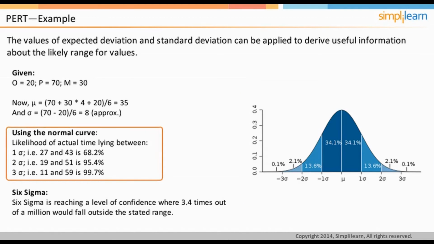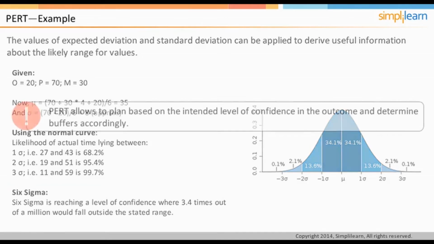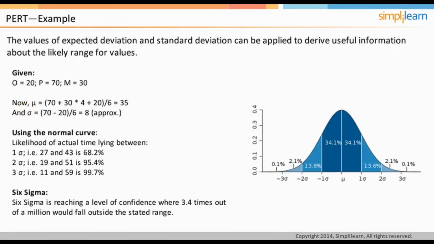There is a 68% probability of the actual value falling within the first sigma from the mean, 95.4% probability for the second sigma, and 99.7% probability of the actual value falling within the third sigma. Extending this logic, the notion of Six Sigma is reaching a level of confidence that only 3.4 times out of a million would the actual value fall outside the stated range. PERT allows you to plan based on the intended level of confidence in the outcome and determine buffers accordingly. Let us discuss the critical path method in the next screen.